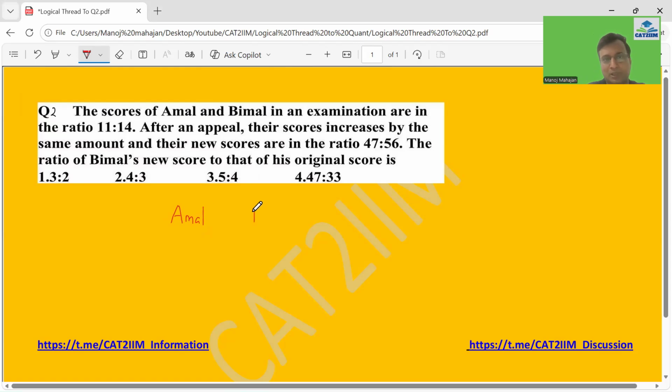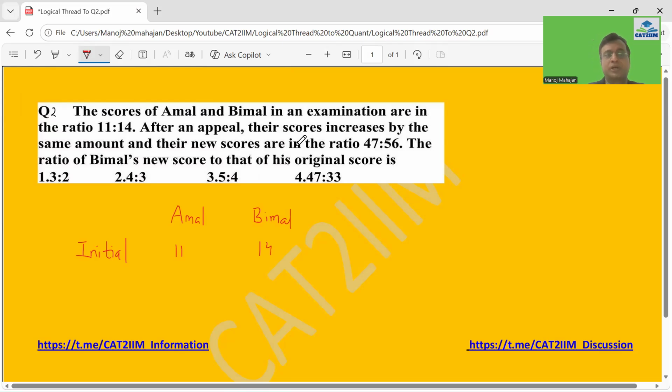So for Amal and Vimal, if I look over here, the initial scores are in what ratio? That is 11:14. So let me put 11 and 14 out here, the initial ratio of the scores. Now, when you are trying to work with numbers, try to figure out what could be made the same, and we can use numbers out here.